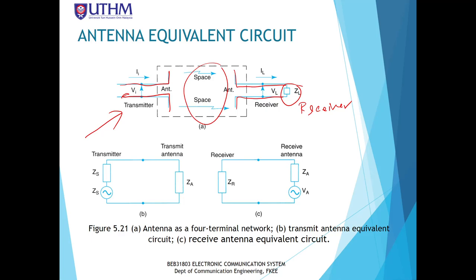Sorry, picture B and C. B is the transmitter antenna equivalent circuit, and C is the equivalent circuit for the receiving antenna. So this is called the equivalent circuit. Picture A earlier is called a four terminal network. So the equivalent circuit consists of the source impedance and also the antenna impedance. Here is the receiving antenna impedance, and this is the transmit antenna.